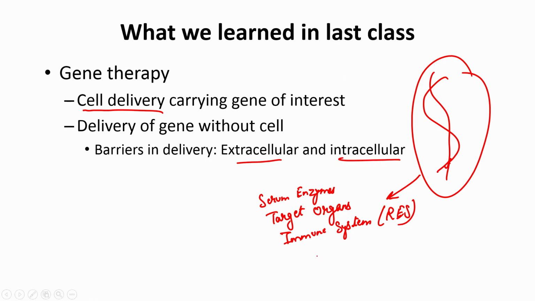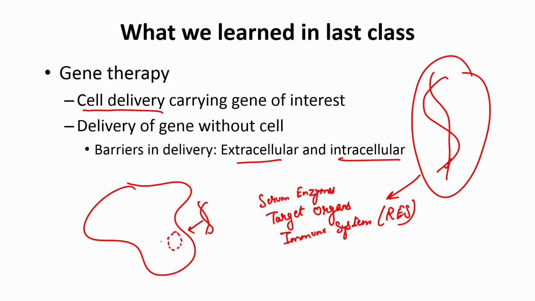Then there are several intracellular barriers again. Even if it reaches your target cell, how does it go inside the cell? You will have to figure out how your DNA passes the cell membrane, because DNA is a fairly charged and large molecule. It cannot go through directly, so it has to go through endocytosis. If it goes through endocytosis, one problem is that a lot of it will go to lysosomes and get degraded. So, that is one barrier.